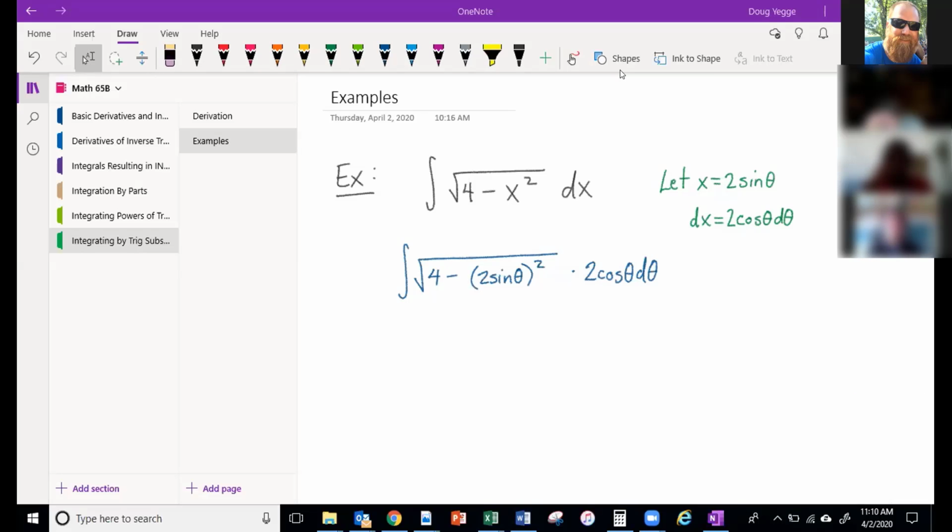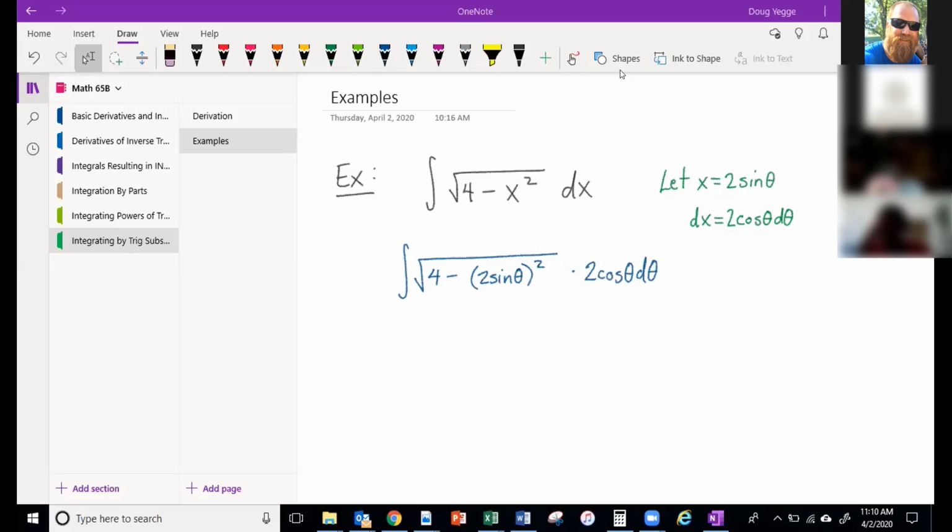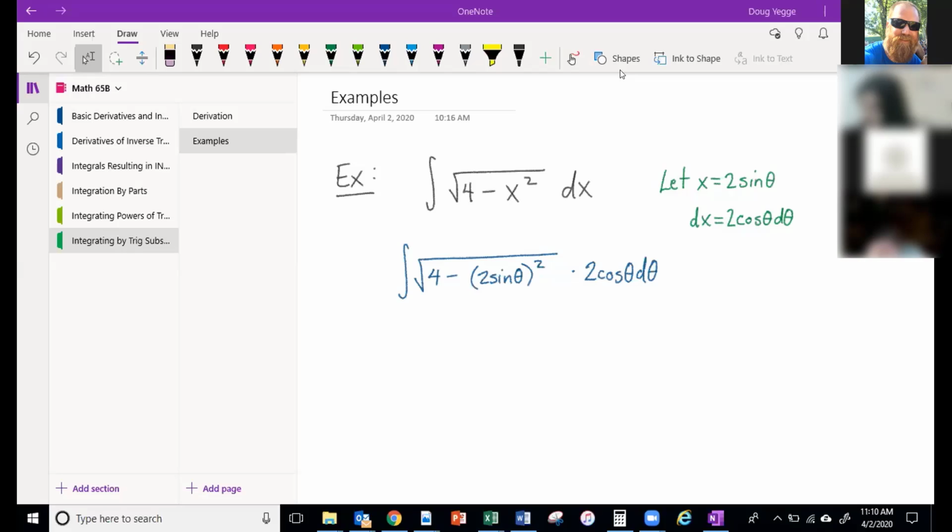So how exactly did making this particular substitution help? Anybody see what ended up happening? You can pull out the 4, and then it becomes 1 minus sine squared theta, and 1 minus sine squared theta equals cosine squared theta. Yeah, and why did that help?